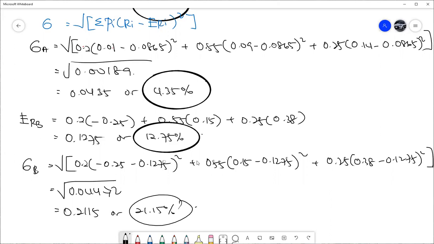So far, when calculating expected return and also standard deviation, any issue or not? This is only for a single stock. This is only for a single stock. Any issue so far?